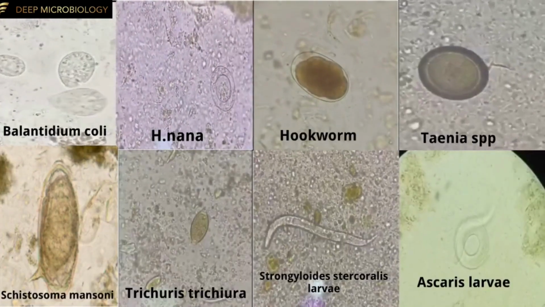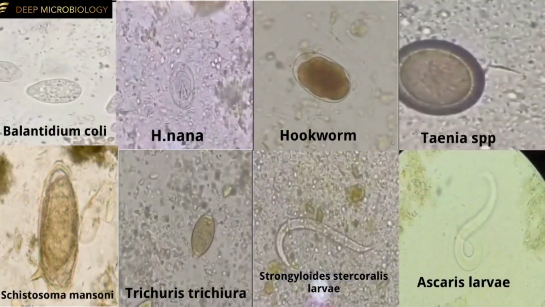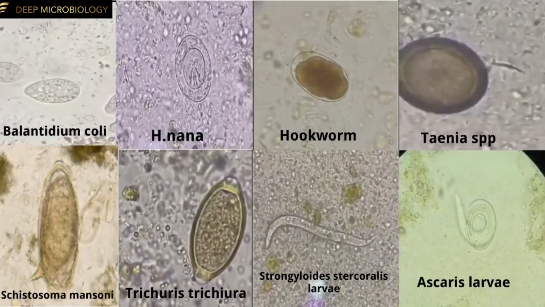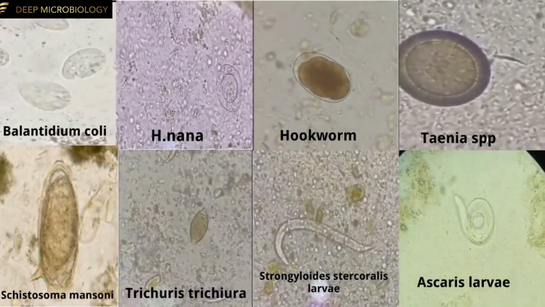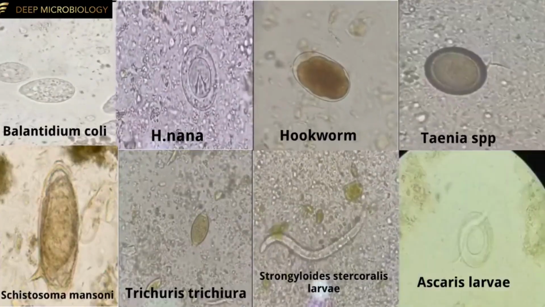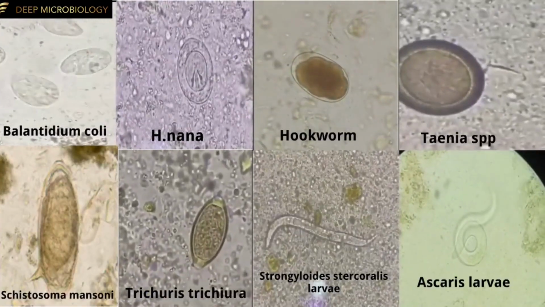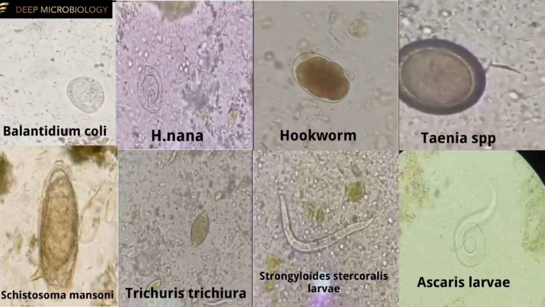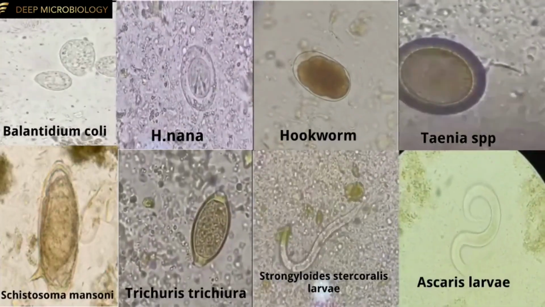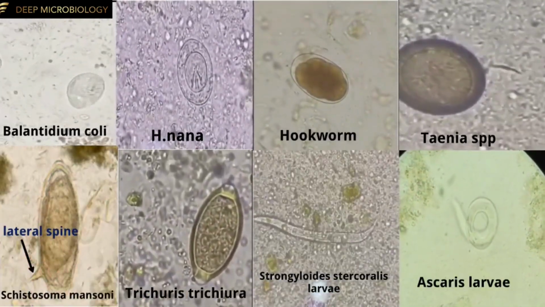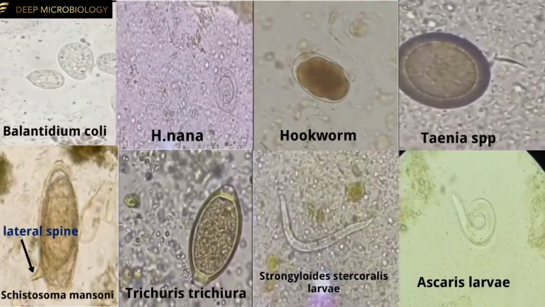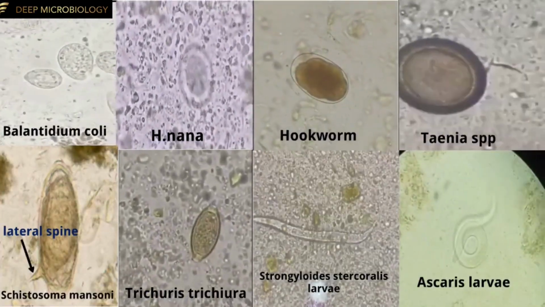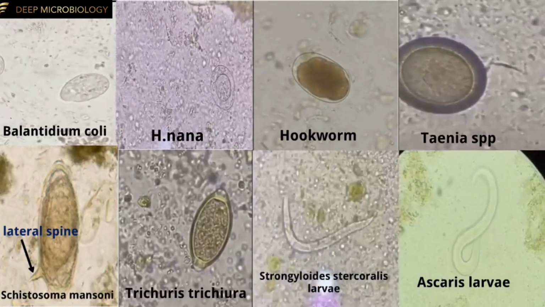Here are various parasitic ova, larvae, and a ciliate parasite that are commonly observed in stool samples. Balantidium coli, a ciliate parasite. Hymenolepis nana, whose eggs are small and oval with polar filaments. Hookworm eggs, typically oval with a thin shell and clear space around the developing embryo. Taenia species, which have a thick, radially striated shell. Schistosoma mansoni eggs, recognized by their characteristic lateral spine near the posterior end. Trichuris trichiura, whose eggs are barrel-shaped with bipolar plugs. Strongyloides stercoralis larvae, identified by their short buccal cavity and prominent genital primordium.